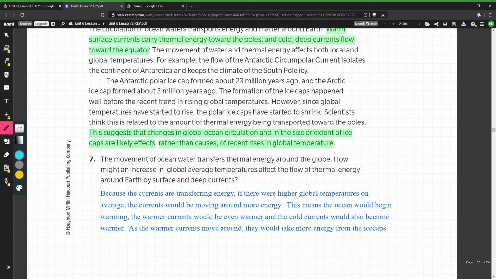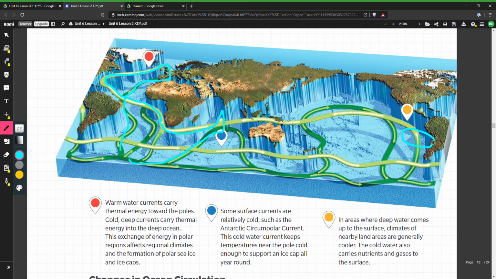So like in number 7, it says, the movement of ocean water transfers thermal energy around the globe. How might an increase of global average temperatures affect the thermal energy by the surface and the deep currents? Well, if the water is getting warmer, then all of the water is getting warmer. So you have even warmer currents headed towards the poles, which means you have warmer water coming to the poles than you normally would. So it's going to melt stuff faster, right?